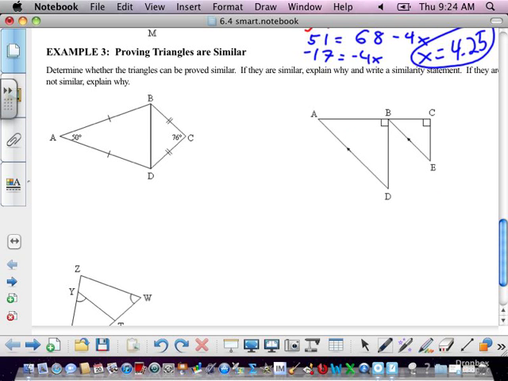We're going to determine whether the triangles can be proven to be similar. If they are similar, we're going to explain why and then write a similarity statement. If they're not similar, we're going to explain why. Okay. We've got this funky looking kite and we're looking at our two triangles. And we're comparing to see if these two triangles are similar.